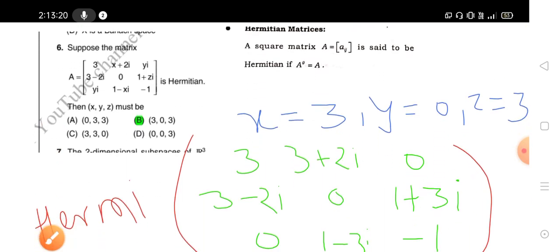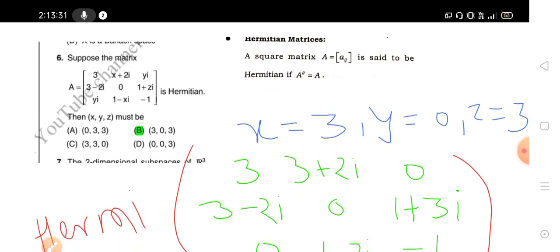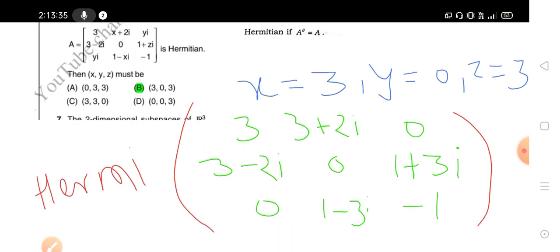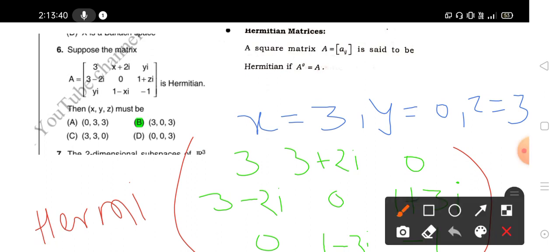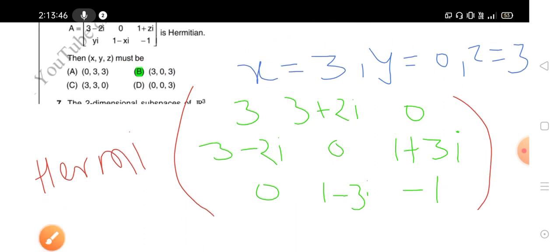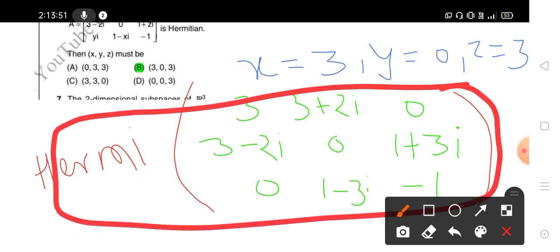Next question. Suppose the matrix A given is Hermitian, then x, y, z must be. What is a Hermitian matrix? A square matrix A is said to be Hermitian if A raised to theta equals A. Here put x equal to 3, y equal to 0 and z equal to 3. We get a Hermitian matrix. Therefore answer B is correct.